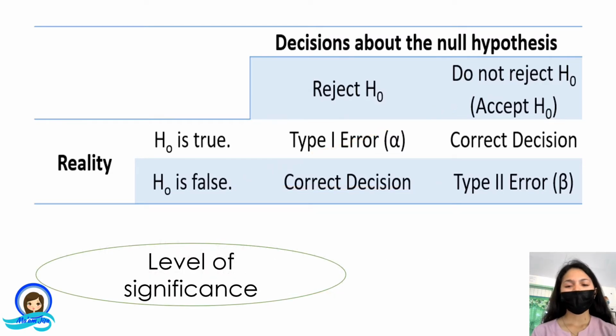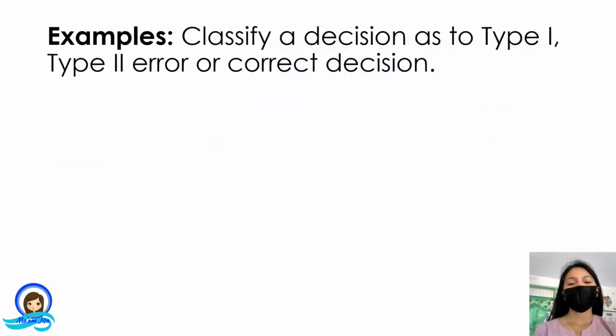Type 1 error is symbolized as alpha, or if you remember, this is also our level of significance, while the type 2 error is symbolized in the Greek letter beta. In the following examples, classify a decision as the type 1, type 2 error, or correct decision. Let's have our first given.